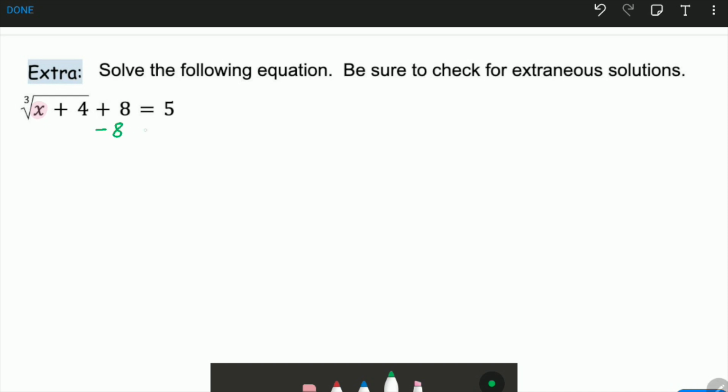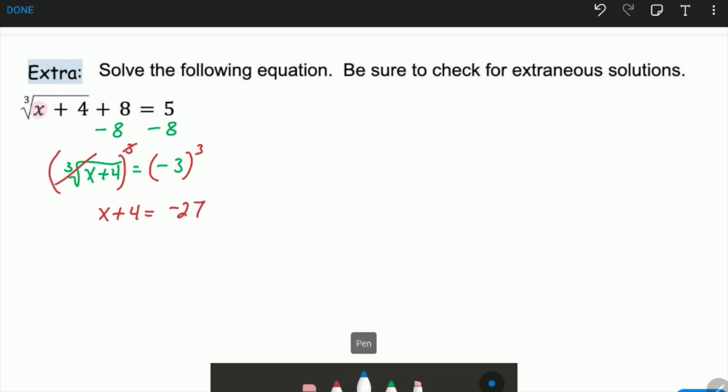So we will start off by subtracting 8 from both sides. That gives me the cube root of x plus 4 equals -3. Then to get rid of the cube root, we shall cube both sides. Cubing and cube rooting cancel out, they're opposites, leaving me with x plus 4 equals -3 cubed, which is going to be -27. And then one more step to get x by itself. We will subtract 4 from both sides, which will give me x equals -31.